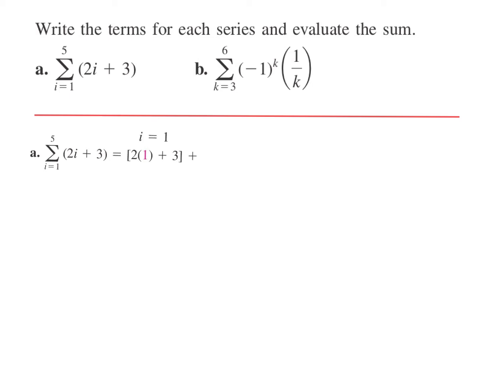2 times 1 plus 3 is 5. Okay. Now we follow the same process for the second term. So instead of plugging 1 in, I plug 2 in. All right. So what is this? 2 times 2 plus 3?